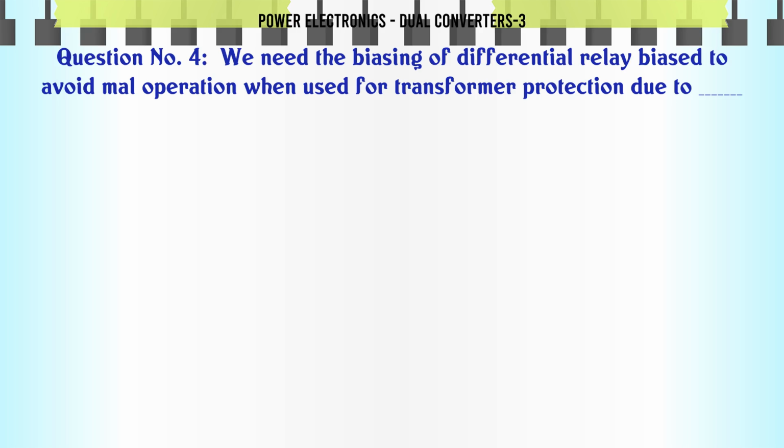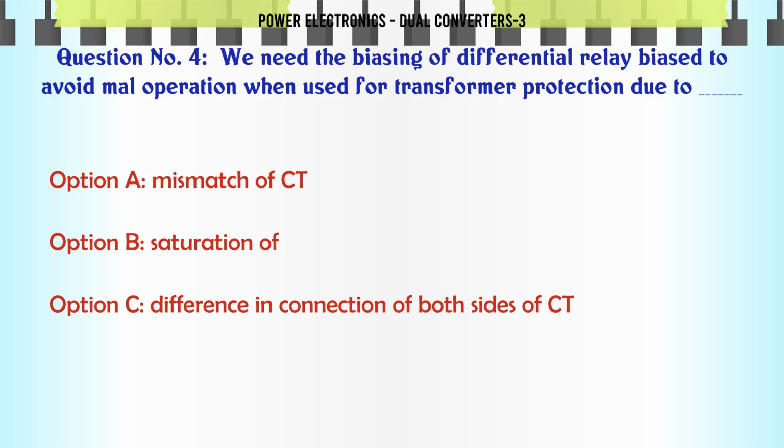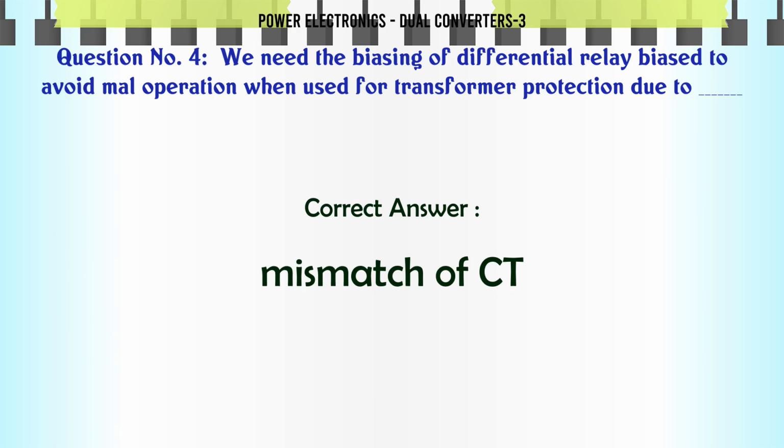We need the biasing of differential relay to avoid mal-operation when used for transformer protection due to A. Mismatch of CT. B. Saturation of CT. C. Difference in connection of both sides of CT. D. Current setting mismatch. The correct answer is, mismatch of CT.